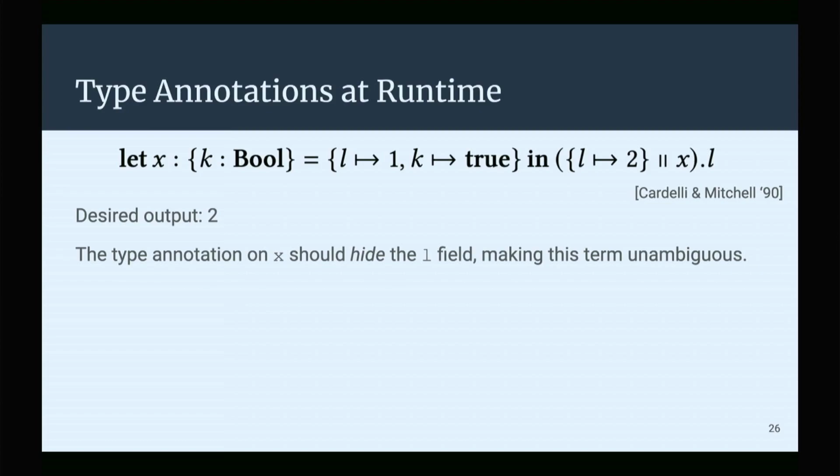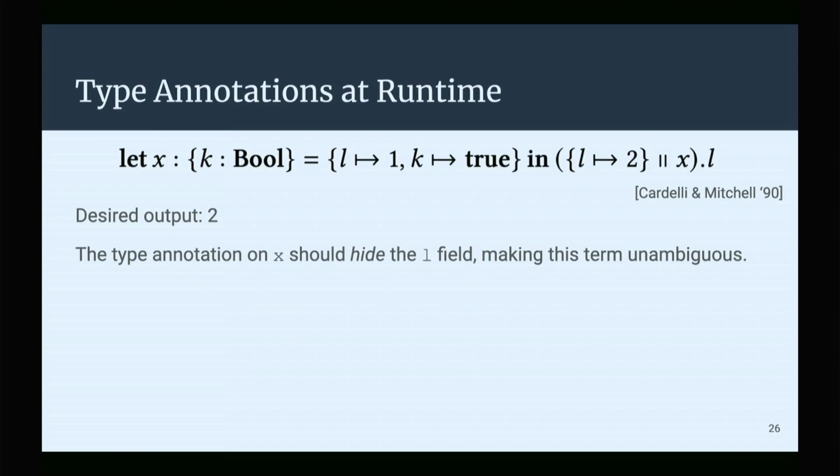If we project out L at the end, what should the value that we get back be? Should it be the original value or the value we added later? And the idea here is, if you want to be able to think in terms of the abstractions that your type system offers, this program should be unambiguous. Because once you annotate X with the record type that does not mention L, the programmer should no longer have to think about that type.